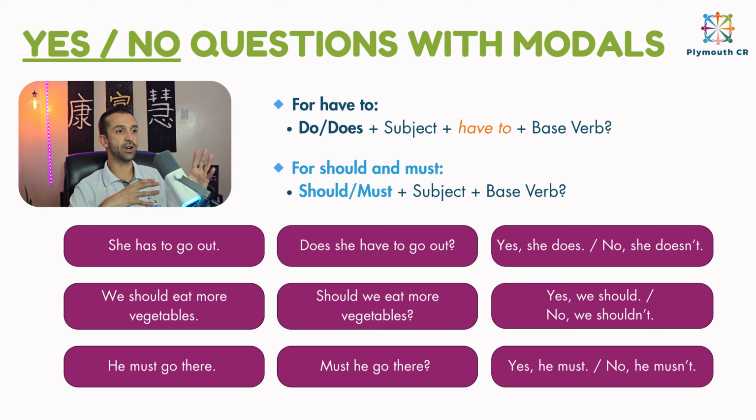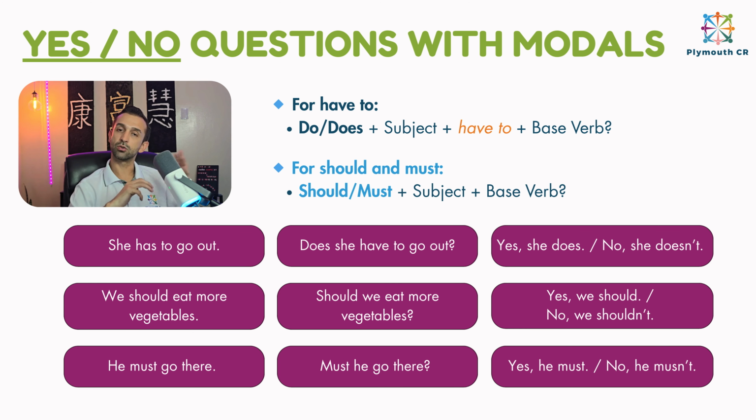We should eat more vegetables. Should we eat more vegetables? Well, yes, we should, or no, we shouldn't. And then he must go there. Must he go there? Yes, he must, or no, he mustn't. Okay. Keep that in mind, and let's move on to the WH questions.